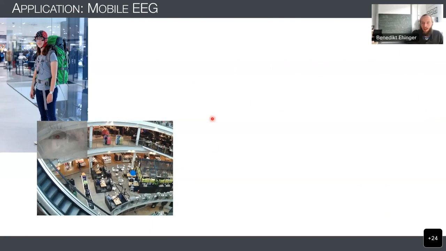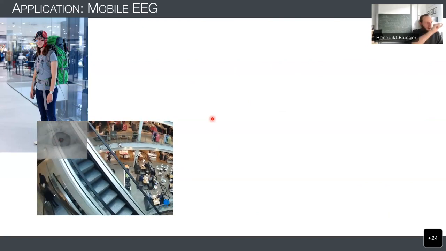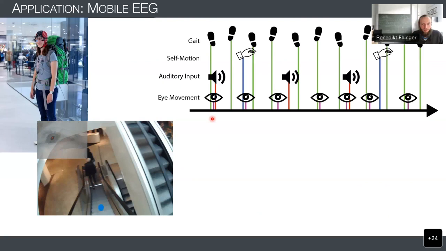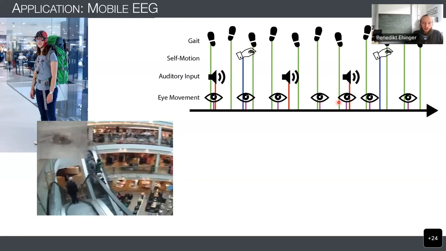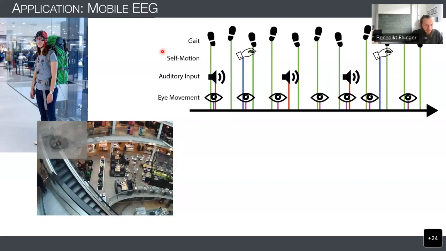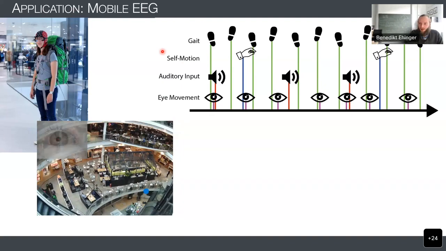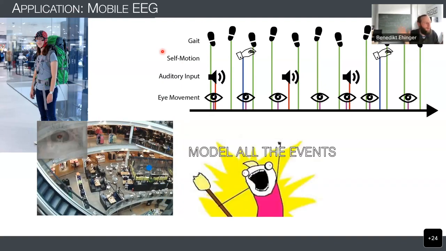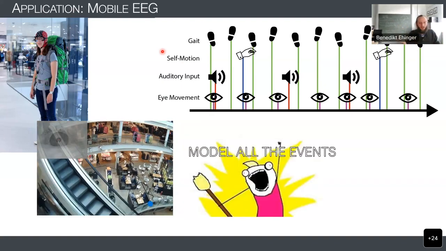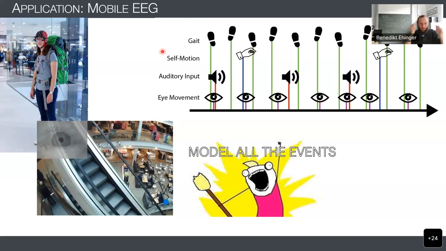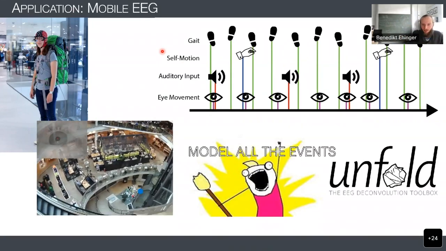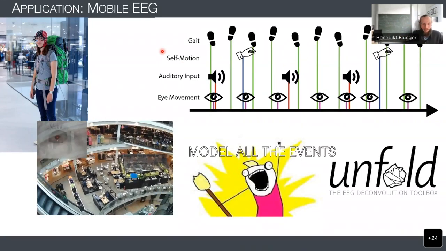And then, of course, you don't have only eye movements, but lots and lots of different events. One idea, maybe a little bit naive, but so far it's working out quite okay, is just to model all of the events at the same time, right? Just think of your brain as an input-output system. It's just a filter, and every event comes in, activates something, and goes out again. And this is something where you could use unfold.